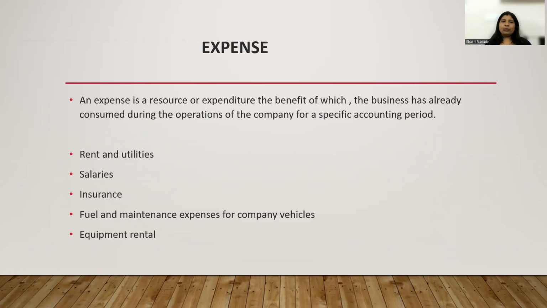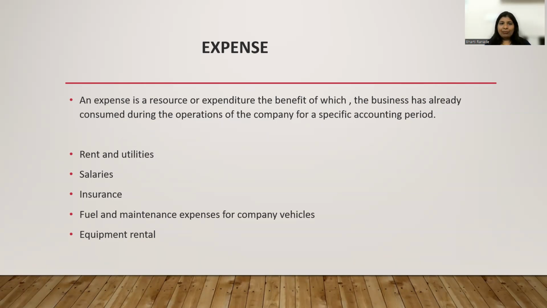An expense is a resource or expenditure, the benefit of which the business has already consumed during the operation of the company for a specific accounting period. Right, so this is also an expense. Asset was also an expense. Then how do I differentiate? The main differentiator in the expense is that I have already consumed the benefit during the operation of the company of a specific accounting period. That is called an expense.